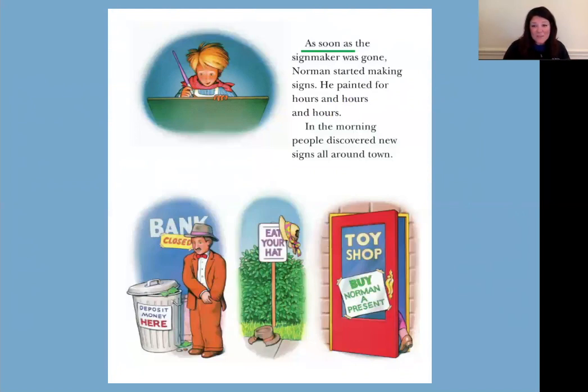And what does he do during that time that the sign maker's gone and he's in charge of the shop? Yeah, he paints for hours and hours and hours. Now, I can use my inferencing skills again, and I know if he's painting for hours and hours and hours, that's a long time. So I'm thinking that Norman has painted a lot of signs to put up around the town. I'm not sure this is going to be too good. Take a moment to look at the illustrations at the bottom of the page. You can see some of Norman's signs.